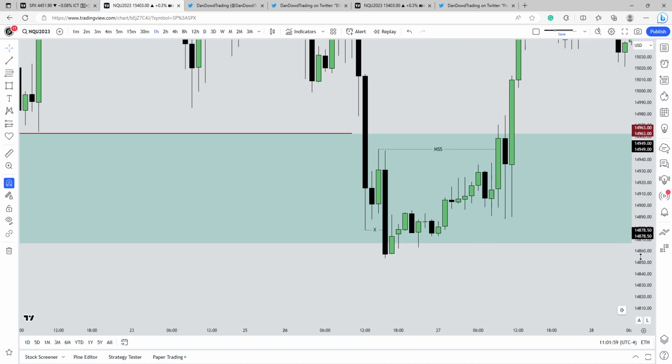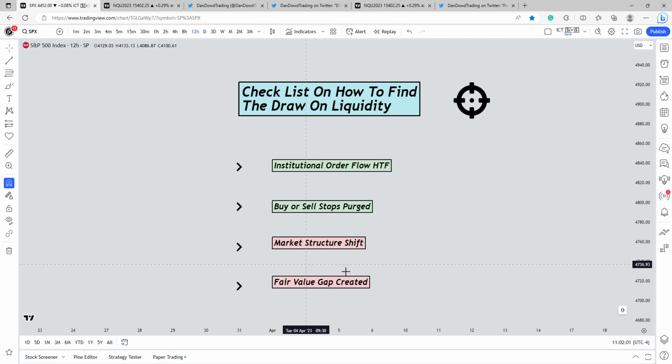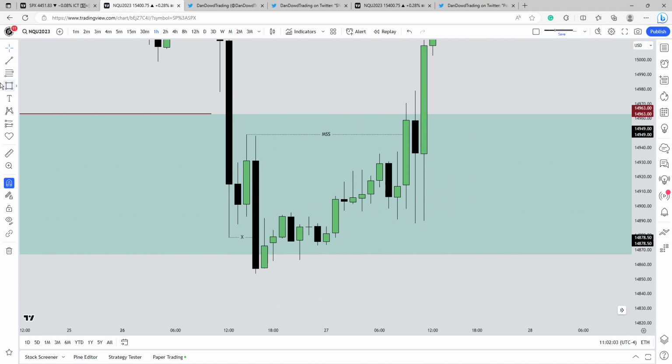points of the checklist. What's the fourth one? We look for a fair value gap created, and ideally a fair value gap in a discount of the range. This is not required though. This is just for a better entry. So some people may be thinking it's not a real market structure shift if there's no fair value gap in a discount or premium of the range.